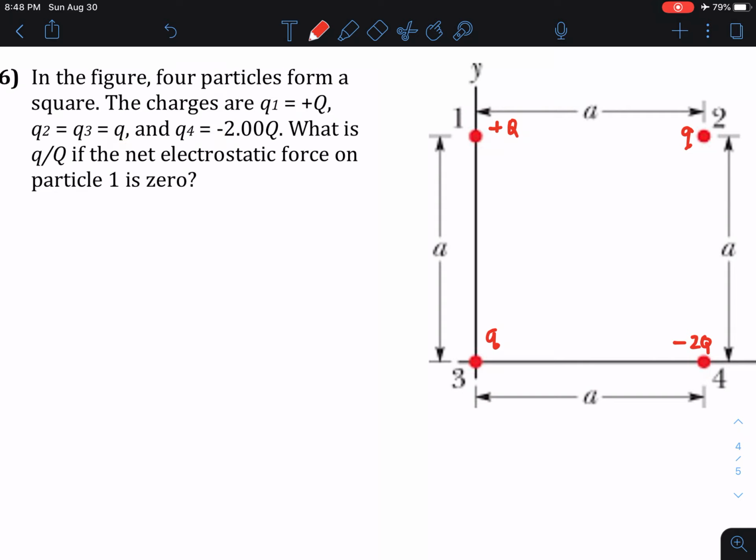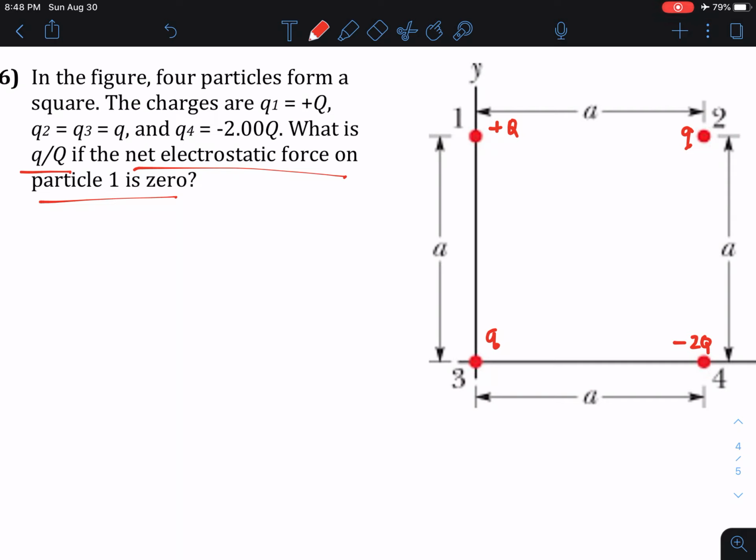Okay, so let's just focus on this statement. We are looking for the charge ratio if the net electrostatic force on particle 1 is 0. So I want to make sure that the electrostatic force on 1 is 0. And how many forces are acting on it? There are going to be forces due to 2 and 3 and 4. So that means there are 3 forces acting on it. Let's show all the forces. So let's start with the free body diagram.